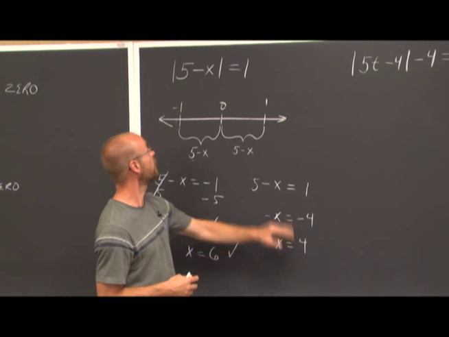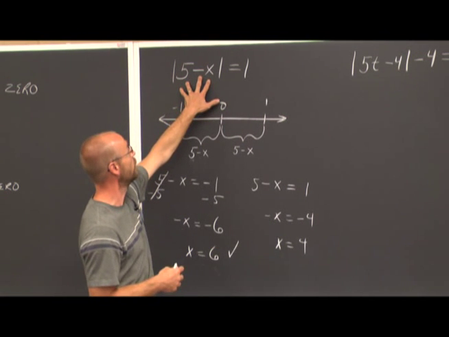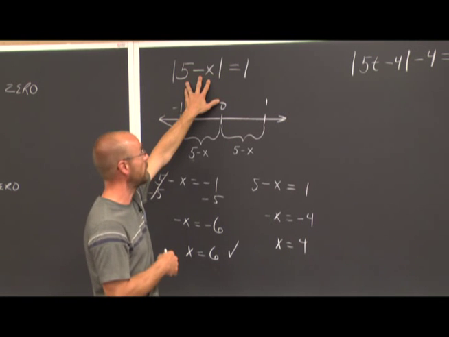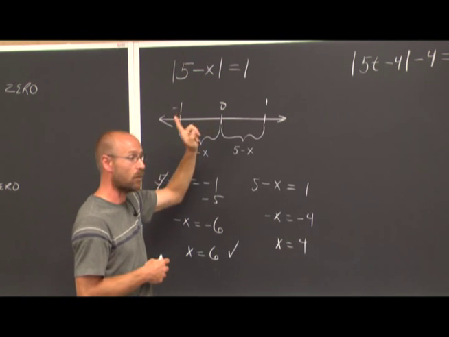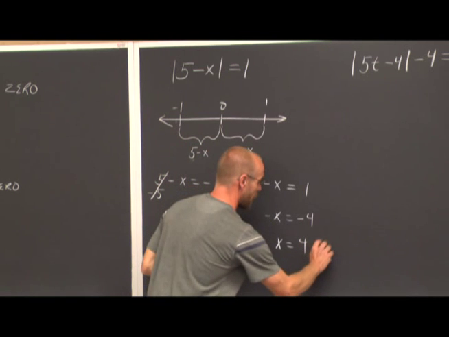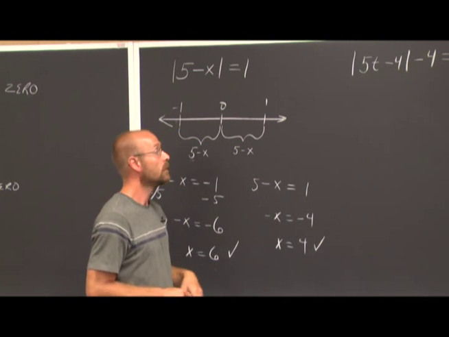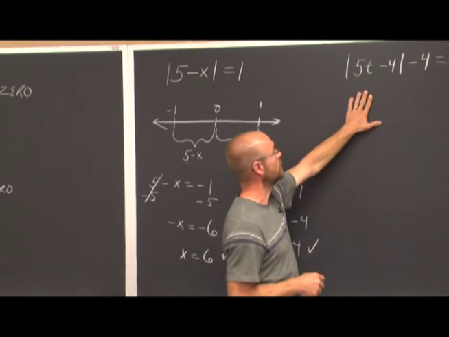Now I'm going to try 4. 5 minus 4 is 1. The absolute value of 1 is 1. 1 does lie 1 unit from 0. So that's a true statement as well. So now we're going to move on to this next example.